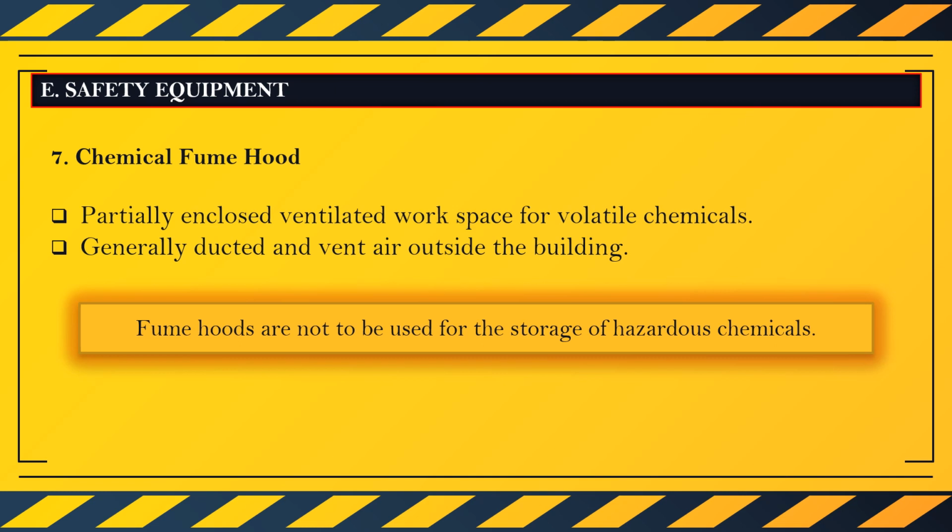Okay, a chemical fume hood is a partially enclosed ventilated workspace for volatile chemicals, and the only safe place to work with some highly toxic and volatile chemicals. This is generally ducted and vents air outside the building, so it functions like an exhaust air system. And take note, class, that fume hoods are not to be used for storage of hazardous chemicals.